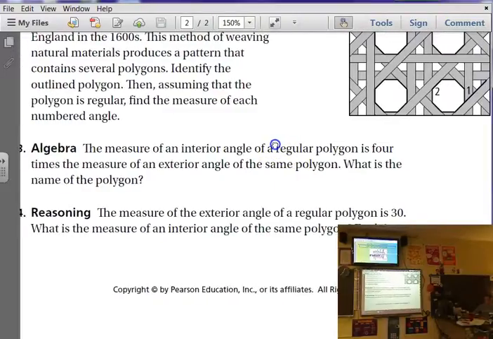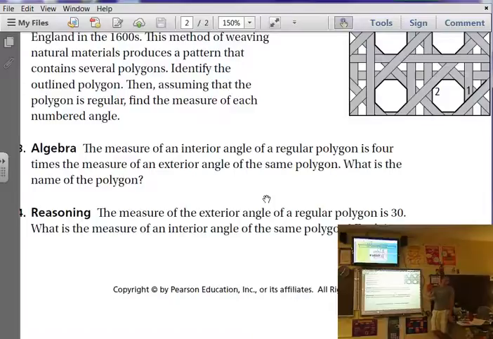The measure of an interior angle of a regular polygon is 4 times the measure of the exterior angle of the same polygon. What is the name of the polygon? So, Carmen and I worked through a way to solve this. I mean, there's many different ways to solve this. But Ethan and Brian, you just raised your hands.